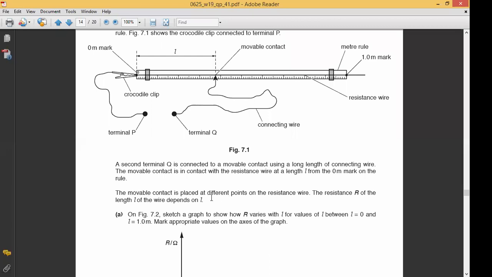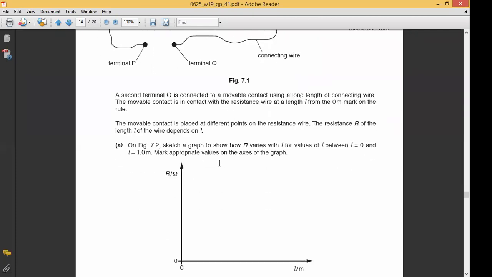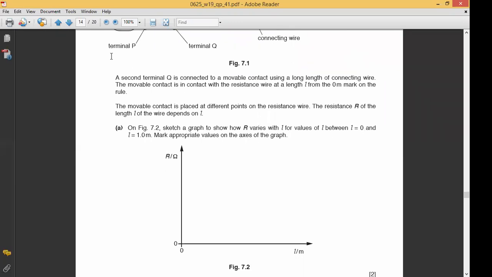The movable contact is placed at different points on the resistance wire. The resistance R of length L depends on L. Sketch a graph to show how resistance R varies with length for values of L between 0 and 1. Mark the appropriate axis values on the axes of the graph.